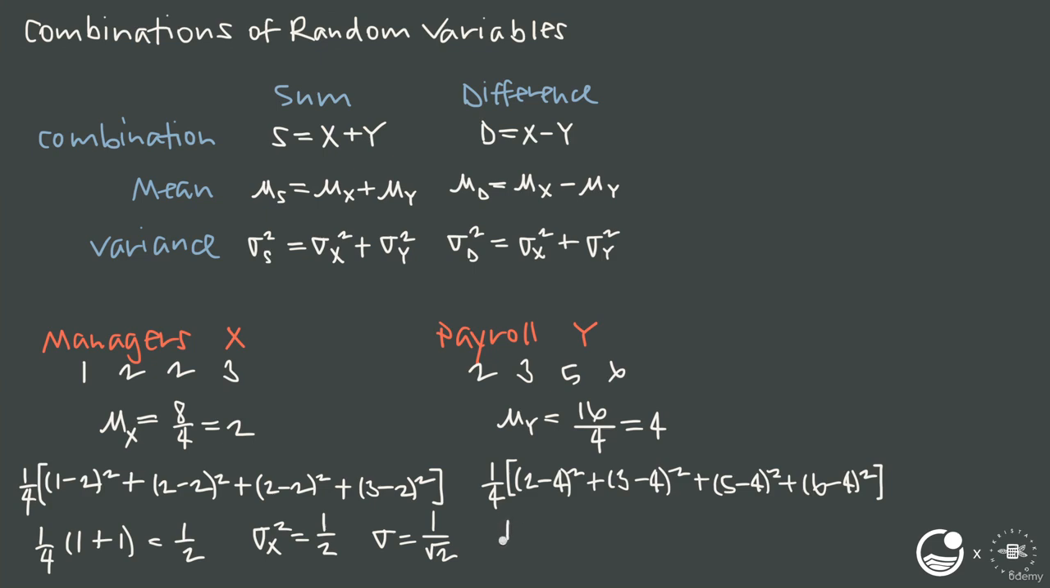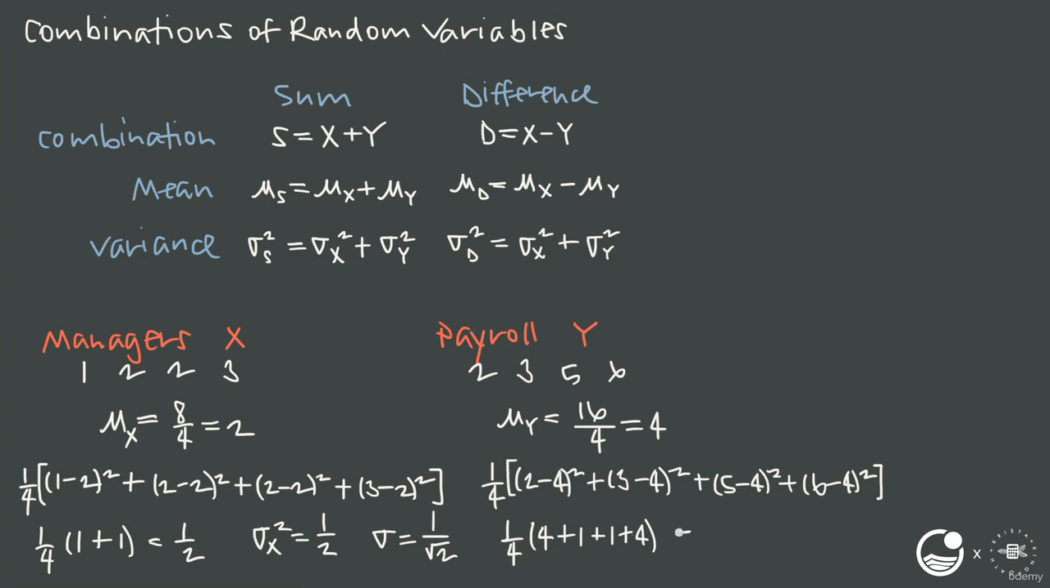And if we simplify here, we get 1/4, and then we'll get 2 minus 4 is -2, quantity squared is +4. 3 minus 4 is -1, quantity squared is 1. 5 minus 4 is 1, squared is 1. And 6 minus 4 is 2, squared is 4. And so we get 4 plus 1 plus 1 plus 4 is 10. 10 divided by 4 is 5/2, or 2.5.